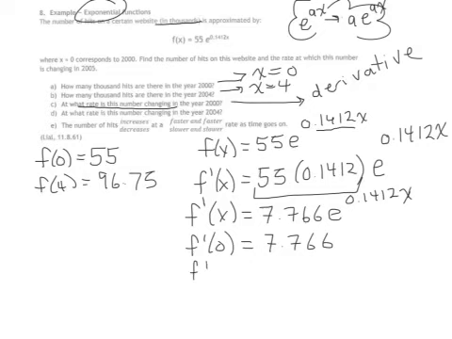And the next part, D, says, at what rate is this number changing in the year 2004? So you're going to be solving the rate of change function when x is 4, and that's going to give you a value of 13.661 thousand. So you can see that it is, as an exponential function would indicate, growing, increasing faster and faster as time goes on.